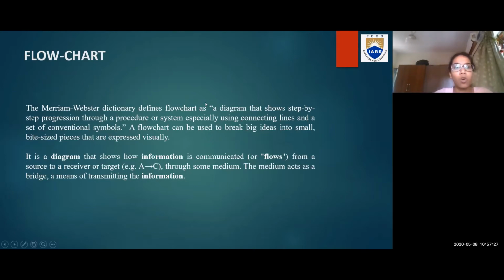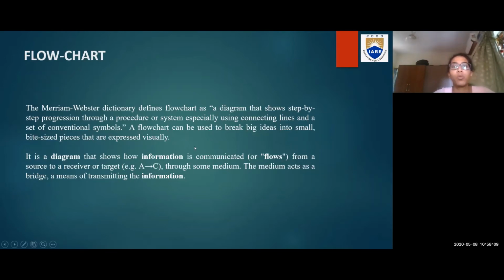Now, when I speak of the literal meaning, the Merriam-Webster dictionary defines a flowchart as a diagram that shows step-by-step progression through a procedure or system, especially using connecting lines and a set of conventional symbols. See, as I told you, it is a diagram that represents a step-by-step procedure, and it shows progression right from the starting till the ending. There is a progression in all the steps. You come from start till end, and especially using connecting lines, as in the arrows which I have shown earlier, and a set of conventional symbols.